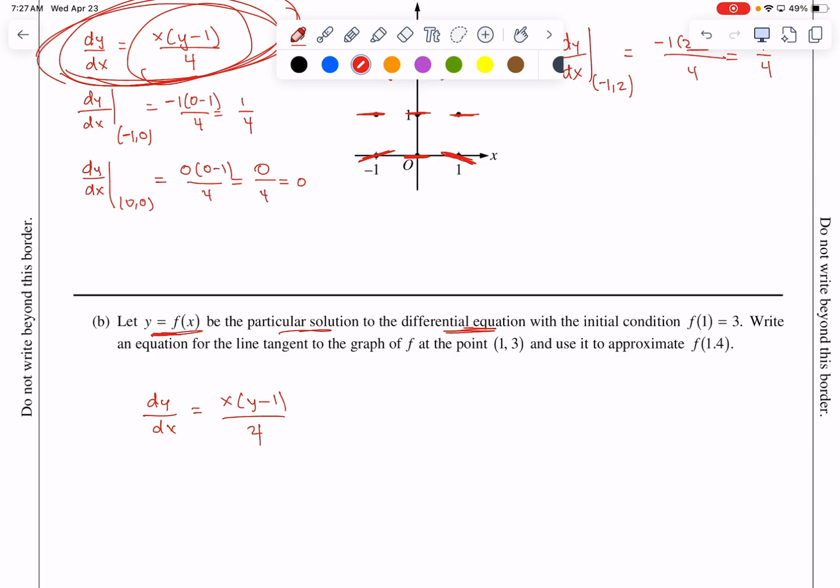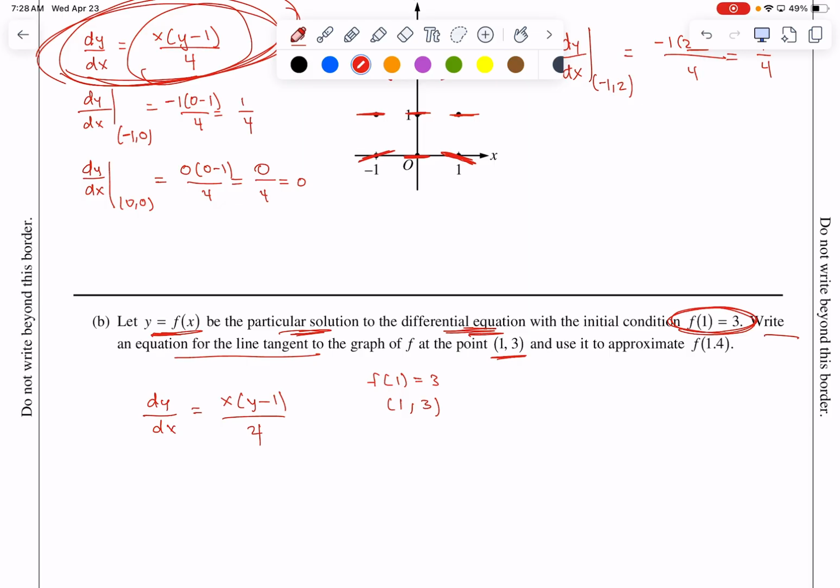Okay? So let y equal f of x be a particular solution to the differential equation with the initial condition. So this would let you find your plus c, the 1 comma 3. So f of 1 is equal to 3 would let you find your plus c if you need to find it. Okay, we've done that. But this is not what it's asking. It says write an equation for the line tangent to the graph at 1, 3.